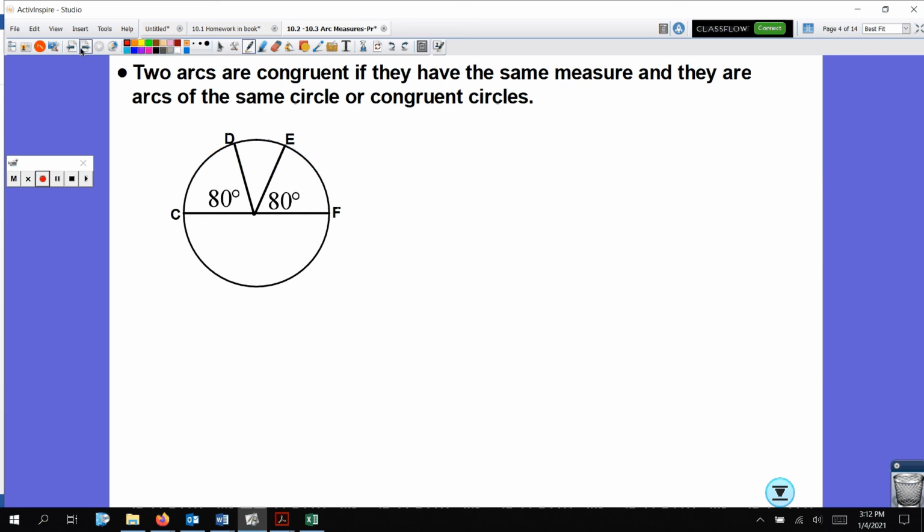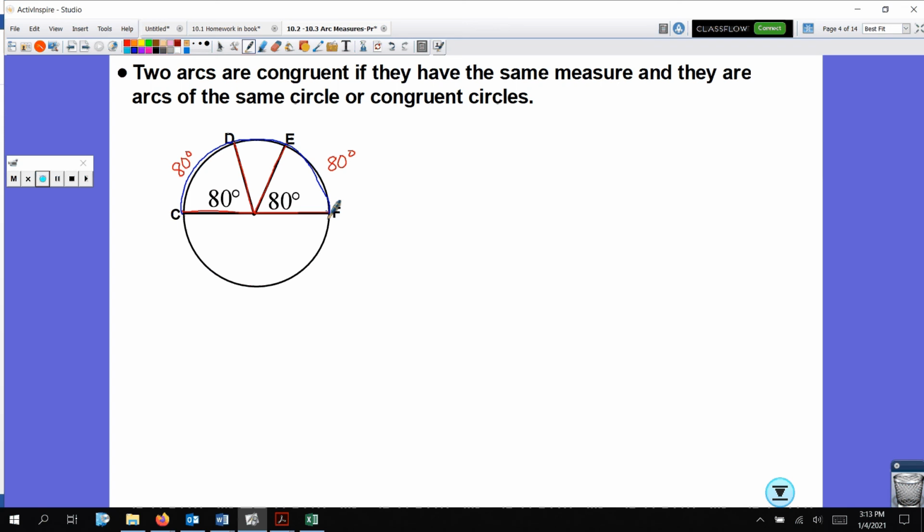Two arcs are congruent if they have the same measure and they are arcs of the same circle. So if you can see here, this central angle is 80 degrees. That makes this arc 80 degrees. This central angle is 80 degrees. That makes this arc 80 degrees. Also note that CF is the diameter. So that makes CDF or CEF a semicircle. So the blue line that I just drew is 180 degrees.